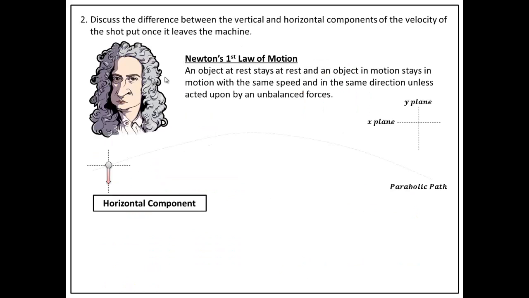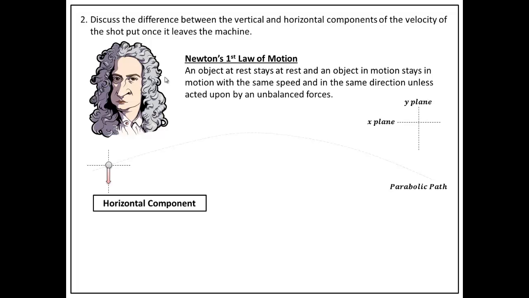Question 2 is a common explanation question in exam papers, first wanting you to identify the differences in the component velocities of a projectile object, and then to explain why there is a difference. It all comes down to Newton's laws, specifically his first, and that states that an object requires unbalanced forces or a resultant force in order to change its velocity.